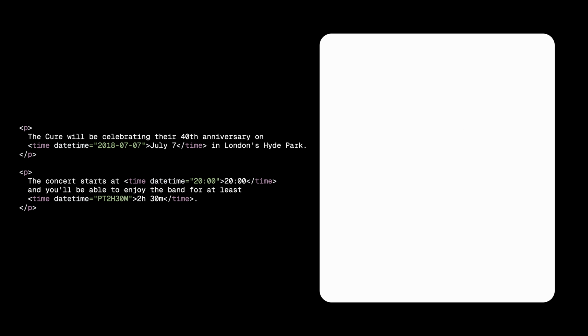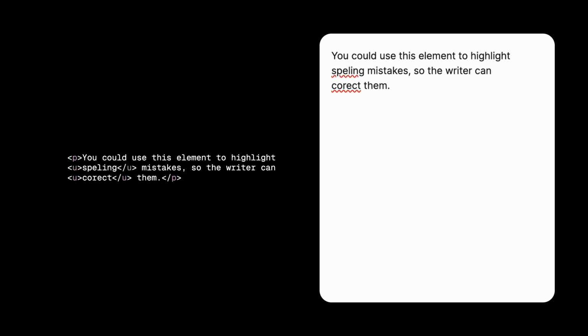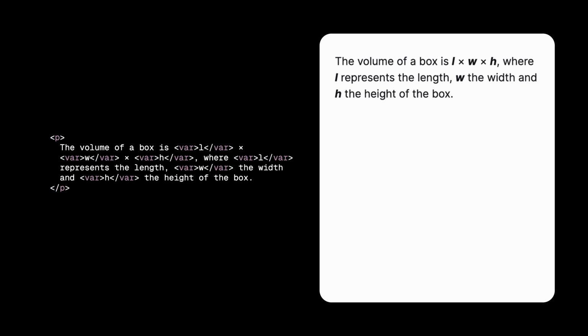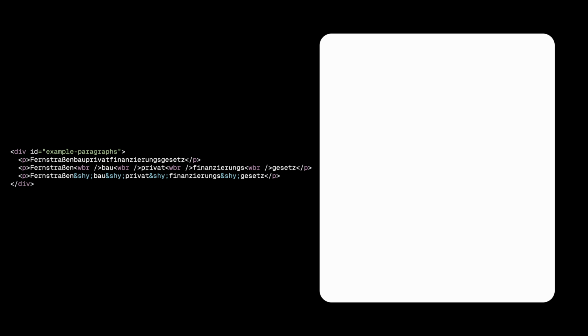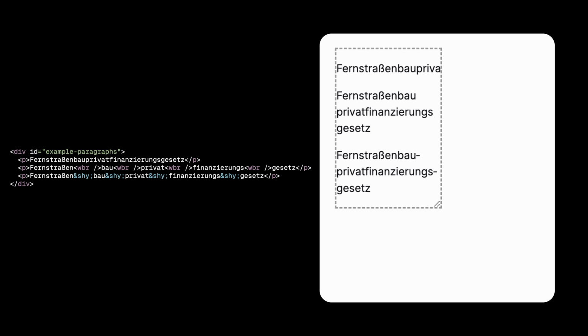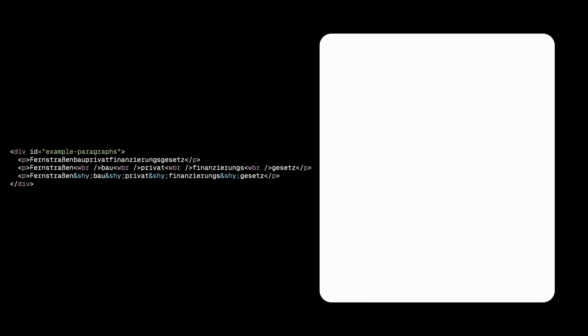U represents a span of inline text, which should be rendered in a way that indicates that it has a non-textual annotation. This is rendered by default as a single solid underline, but may be altered using CSS. Var represents the name of a variable in a mathematical expression or a programming context. It's typically presented using an italicized version of the current typeface, although that behavior is browser dependent. WBR represents a word break opportunity, a position within the text where the browser may optionally break a line, though its line breaking rules would not otherwise create a break at that location.